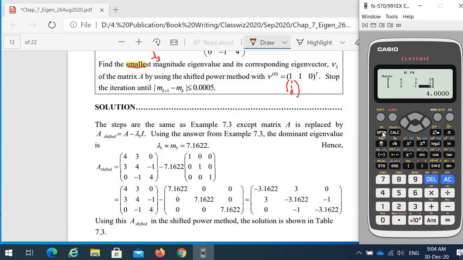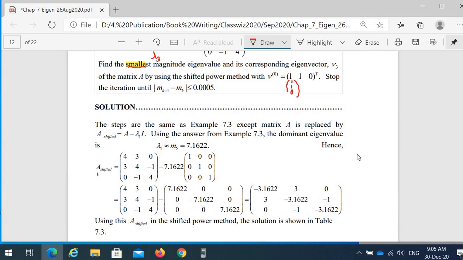And we use the calculator to find one more matrix. Let's say it's a matrix C, number of rows 3, number of columns 3. Then you input your identity matrix, with only 1s on the diagonal. Input matrix C as an identity matrix. And then now I'm going to do A minus lambda 1 times the identity matrix, and I put the A shifted as a matrix D.